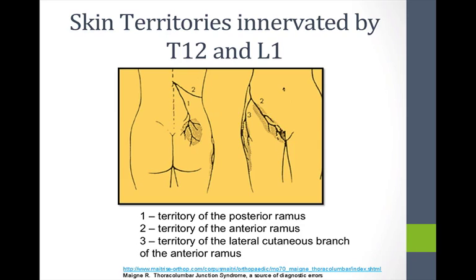This slide shows the skin territories innervated by the T12 and L1. One branch sets off anteriorly to supply the groin or pubic region. A second branch remains posterior, innervating the lower back and gluteal region. And third, there is a lateral branch which passes down the anterolateral thigh or trochanteric region.